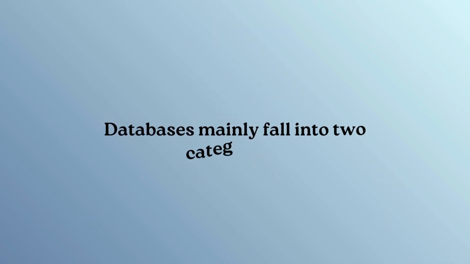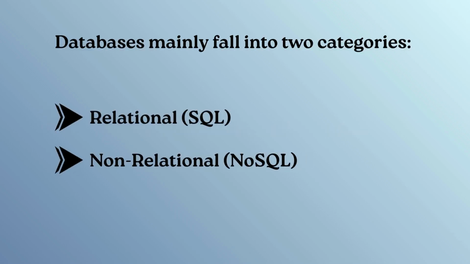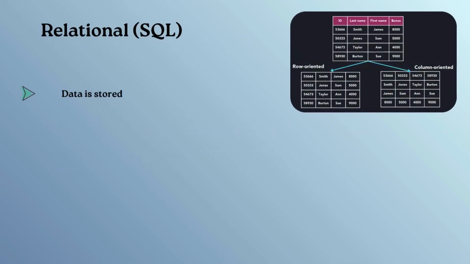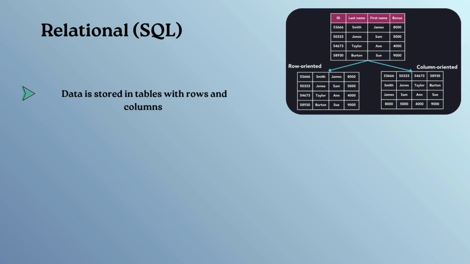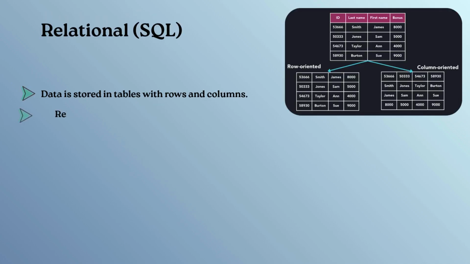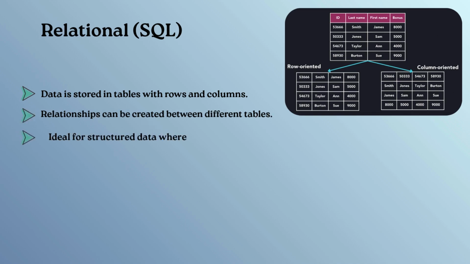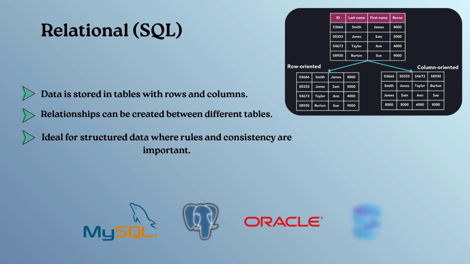Databases mainly fall into two categories: relational and non relational. In relational databases, data is stored in tables with rows and columns. Relationships can be created between different tables, and it's ideal for structured data where rules and consistency are important. Examples: MySQL, Postgres, Oracle, and SQL Server.